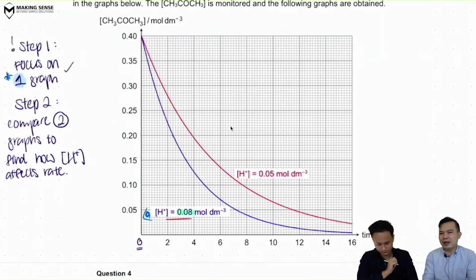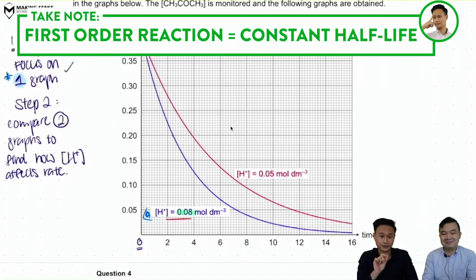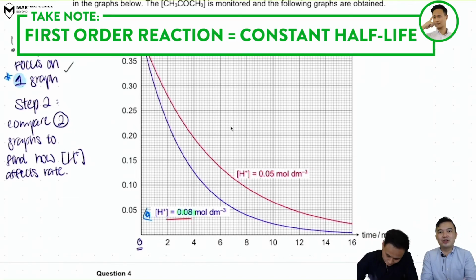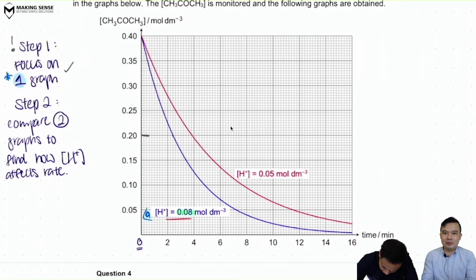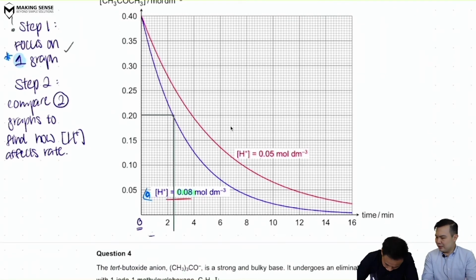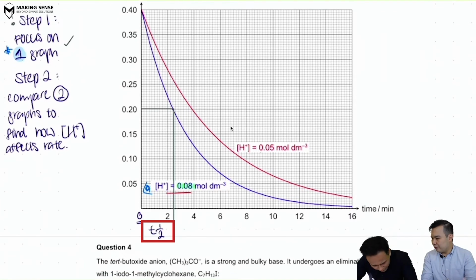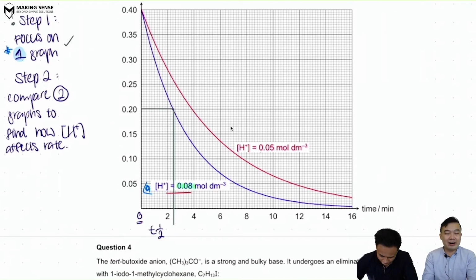And how do I prove that it's going to be a first order graph? Well, we need to check the half-life, because if it's first order, then your half-life is constant. Sure. So what we're going to do is draw in the half-lives. So we're going to start off with 0.4 mole per dm cube, and we're going to halve them. So we're going to look at 0.02 and look at the T half accordingly. And from there, Mr. Tim, roughly around 2.4, 2.8 minutes, thereabouts.